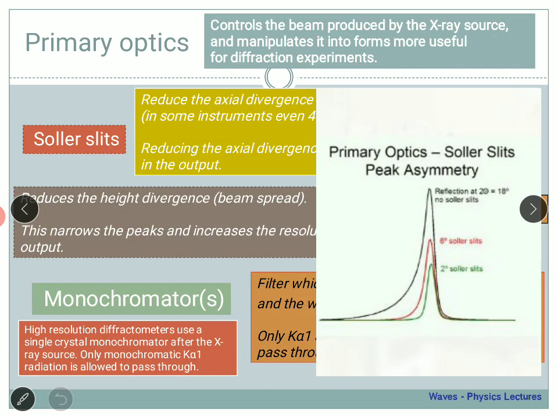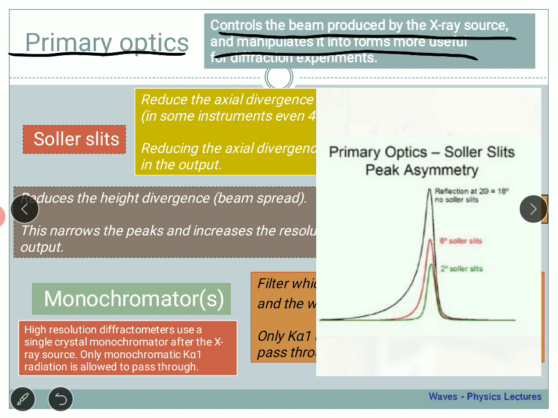Next let's go to the primary optics. What does this primary optic do? It usually controls the incoming signal, that means the incoming X-ray. In the X-ray tube we have generated the X-ray and then it is fed into the primary optics. This primary optics will control the beam produced by the X-ray source and manipulate it into forms more useful for diffraction experiments. We are basically going to focus it in a better way. I think this image I should put in later.